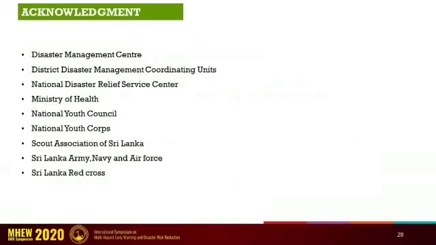And we want to acknowledge the Disaster Management Center, District Disaster Management Coordinating Unit, National Disaster Relief Center, Ministry of Health, National Youth Council, National Youth Corps, Scout Association of Sri Lanka, Sri Lanka Army, Navy, Air Force, and Sri Lanka Red Cross for giving their support to the success of this program.